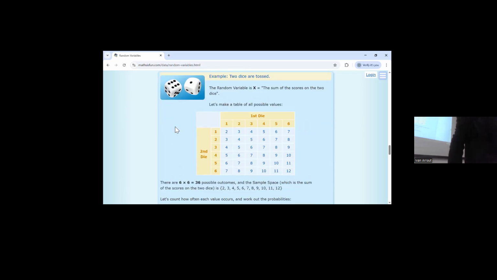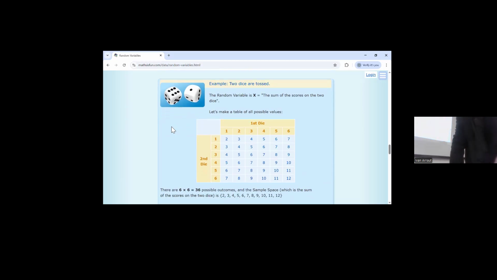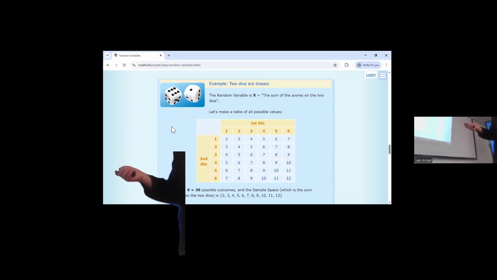Wait, this doesn't behave so well, so I can define another random variable for 2 dice: the sum of the scores of the 2 dice. I knew that we'd do this example somehow. You can put the possible values 1, 2, 3, 4, 5, 6. 2 is the minimal, and these are all the possible values you can get when you throw 2 dice. There are 36 possible outcomes, and this is the sample space.